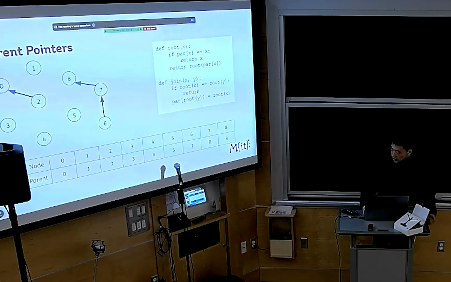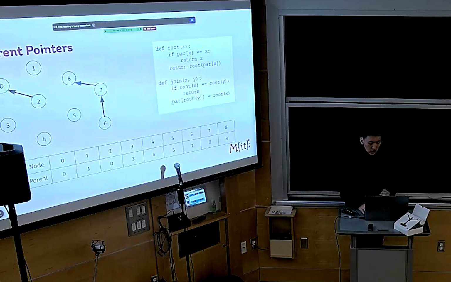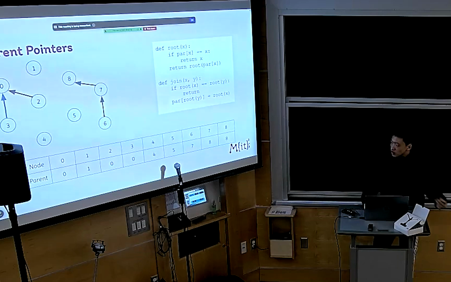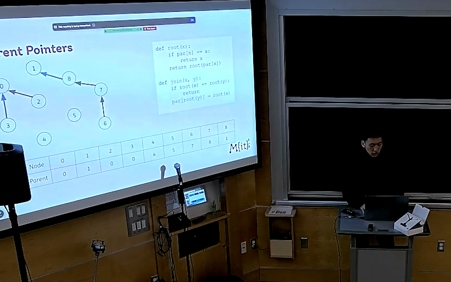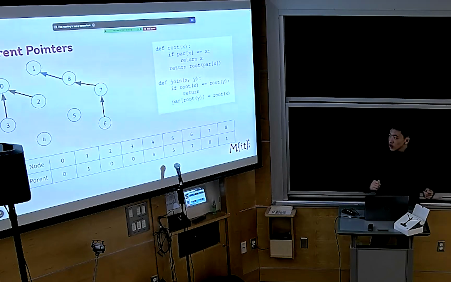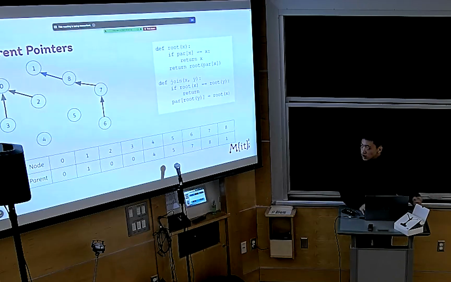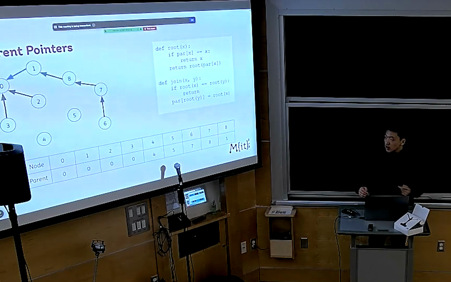So if we add another edge, then the parent of node 7 is node 8. And then if we add another edge, the parent of node 3 is node 0. If we add another edge, the parent of node 8 is now node 1. And if we add another edge, the parent of node 1 is now node 0.